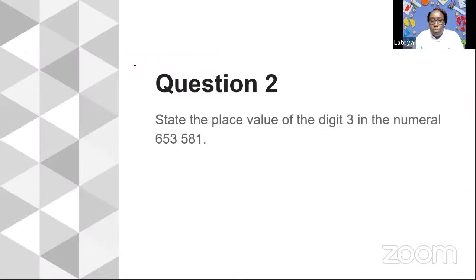Question number 2. State the place value, very important word here. State the place value of the digit 3 in the numeral 653,581. Again, for some of you who may not understand how to do this, the best thing to do is to write your place values on top. Just what I'm doing here. So the place value of 3 is going to be thousands. Why? Because the 3 is in the thousands place.